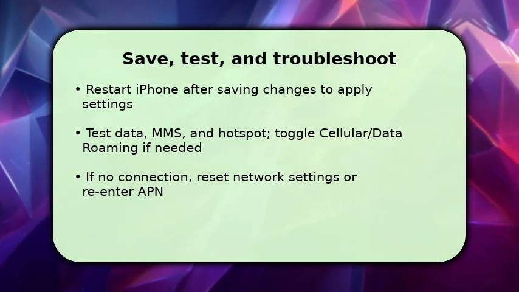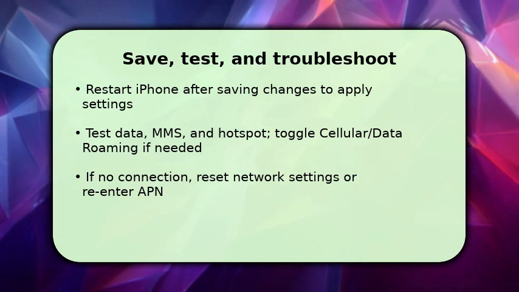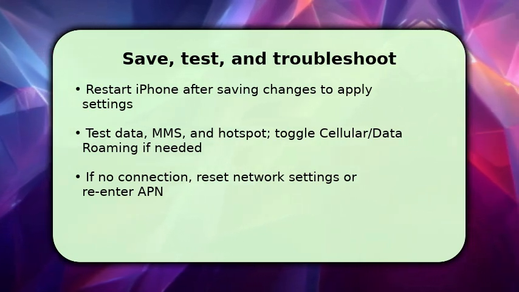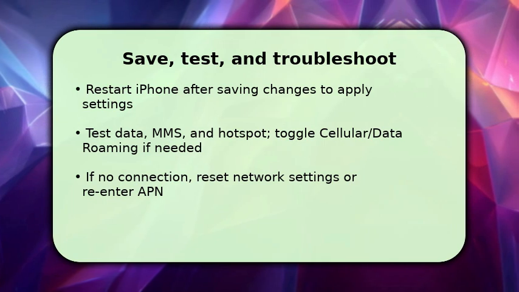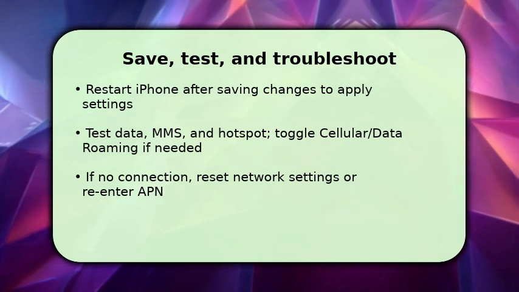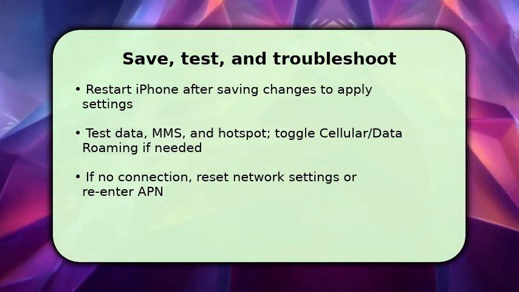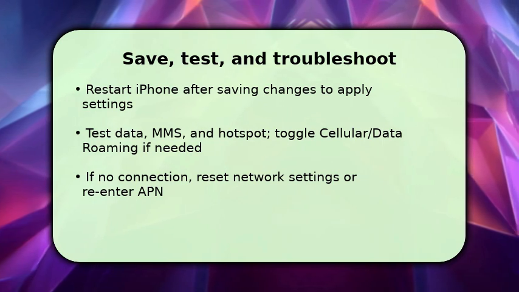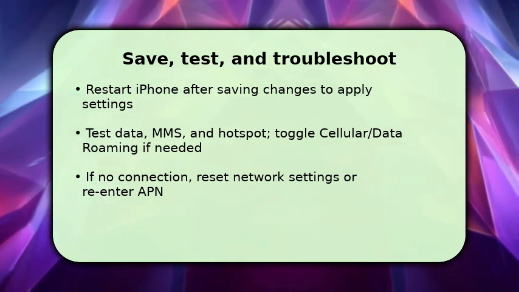If things fail, toggle cellular data or data roaming, then retest. Some carriers require roaming on for certain bands. If problems persist, reset network settings, re-enter APN carefully, or contact carrier support with your iPhone model and the exact APN string so they can verify.